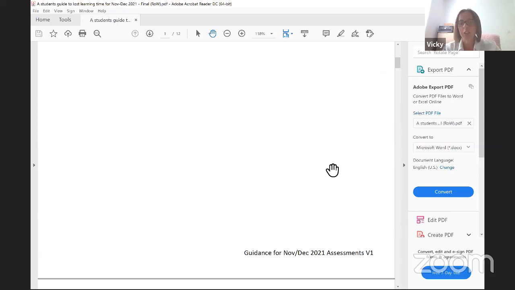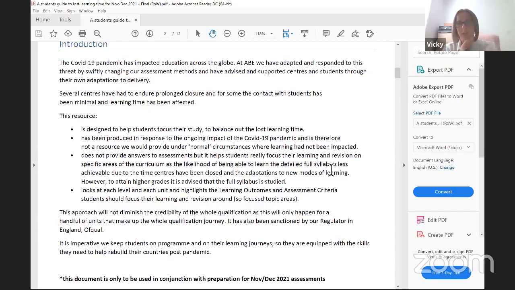There's an introduction at the beginning, and this really outlines that this has been put in place because of the ongoing stresses and strains we've got through the COVID-19 pandemic, and how learning's been interrupted, and there's different levels of lost learning that are happening across the globe.